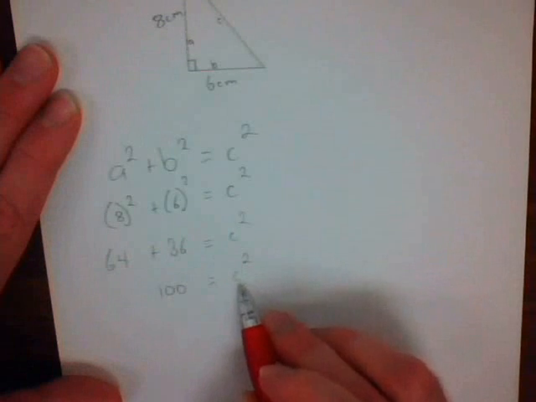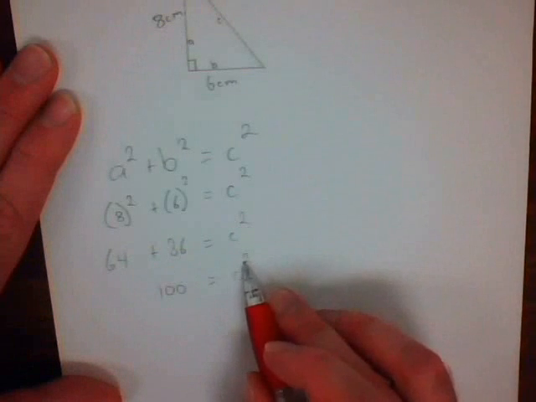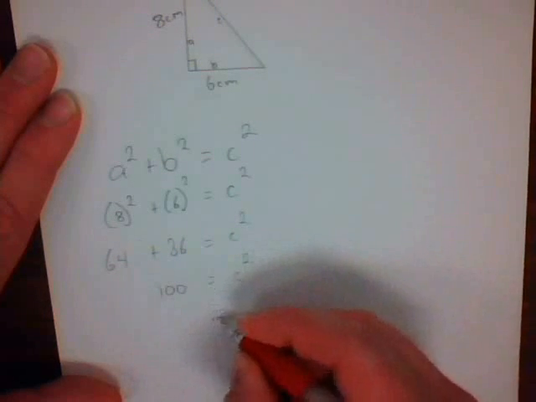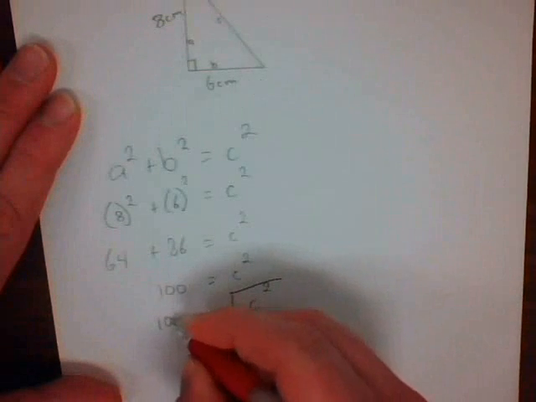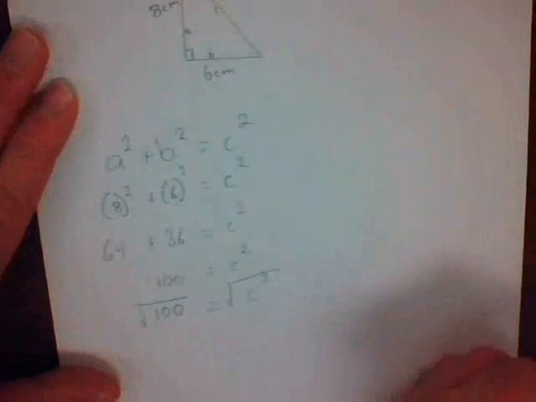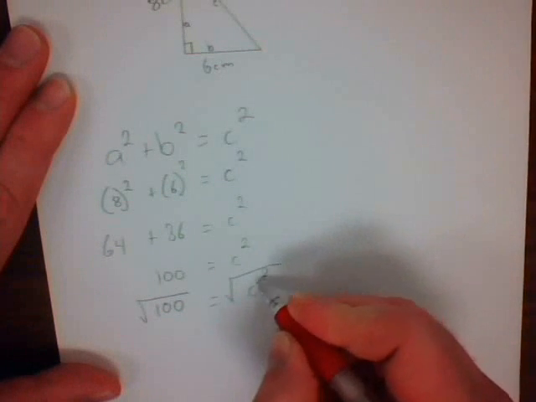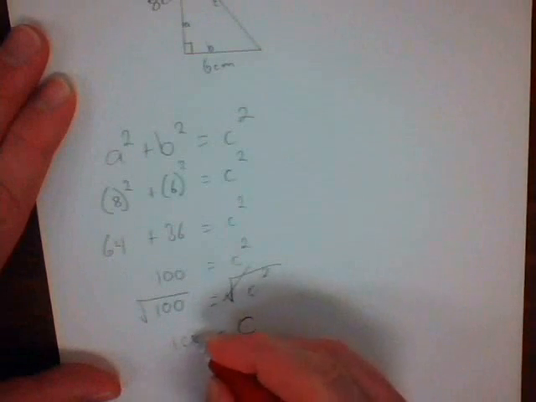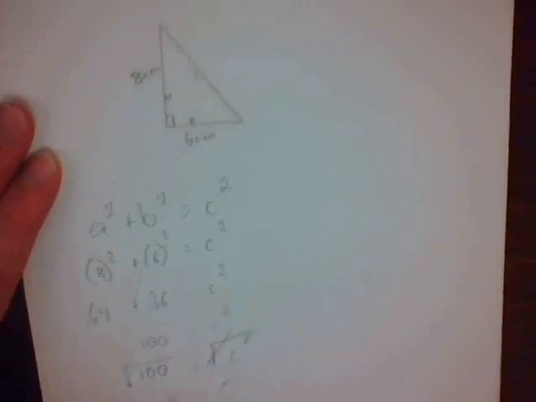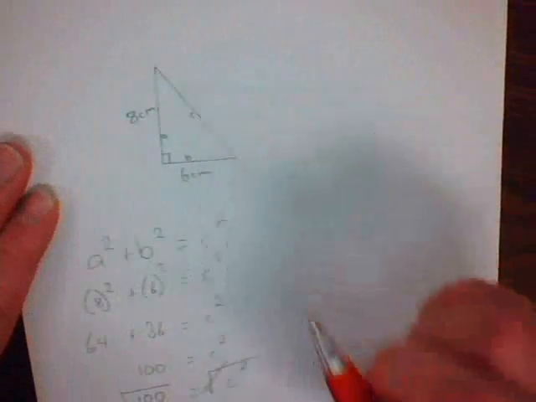Now I need to get C by itself, which means I have to get rid of the exponent, which means I'm going to do the opposite. I will square root. Whatever you do to one side of the equation, you must do to the other. The squaring and the square root cancel each other out, leaving me with just C, and the square root of 100 is 10. Therefore, the length of the hypotenuse, C, is 10 centimeters.